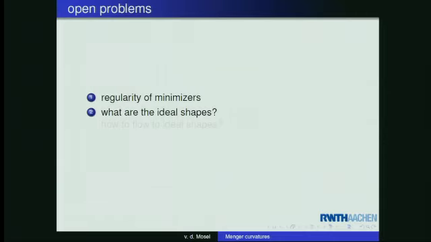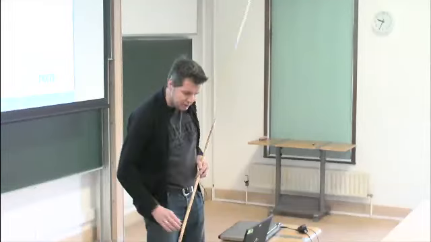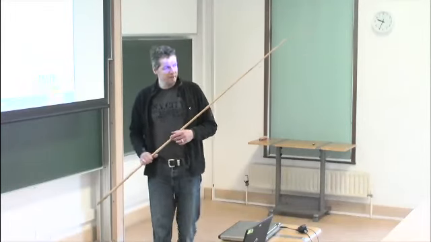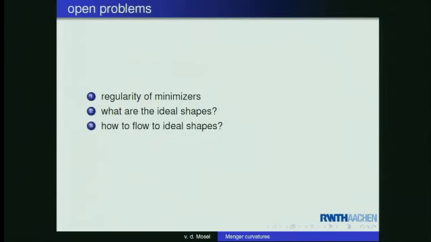What are the ideal shapes? I said it before, for thick surfaces we don't know anything, and of course we don't know anything about these minimizers, about the actual shape. And the last thing that is quite open is, can we flow to these ideal shapes? Flowing these relaxed energies is quite hard. And we will see in the talk of Simon Blatt tomorrow how to do that with repulsive potentials, but this is a different story, and there might be some hope to do that.